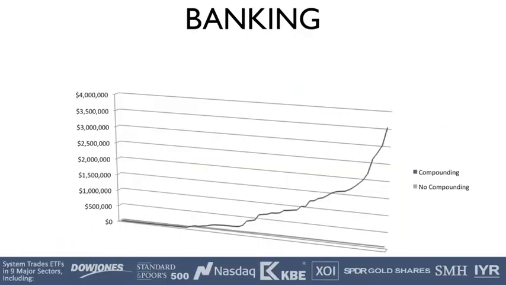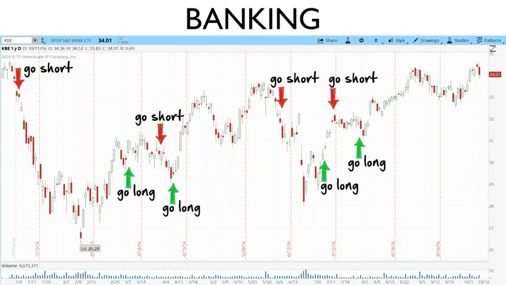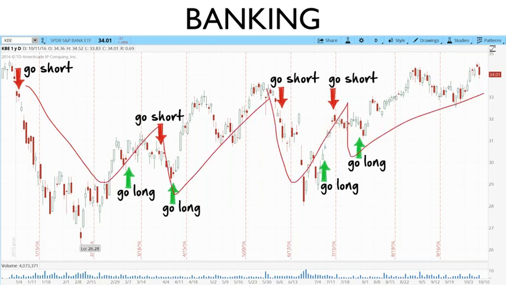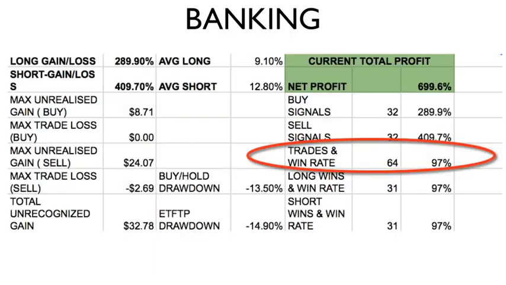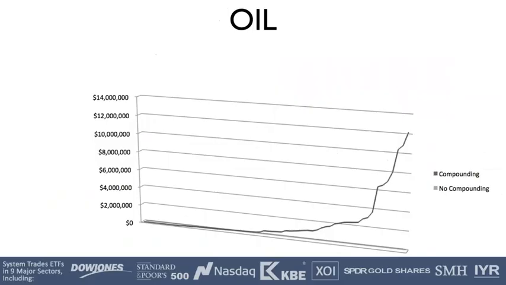Banking, kind of a lesser known sector, but we turned $10,000 into over $3.5 million on banking. Lots of trades on banking, short, long, short, long, short, long, short, long. You can see all those. It's also about 97% accurate.